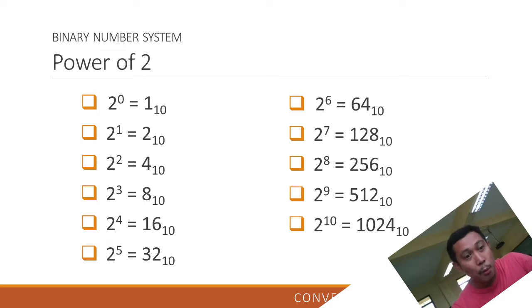So with 2 to the power of 3, the equivalent of that in decimal is 8. Why? Because we have 2 times 2 equals 4. Another times 2 again equals 8. Okay? The next one is 2 to the power of 4. Of course, the equivalent of that in the decimal system is 16.